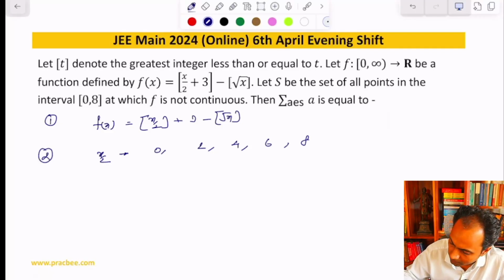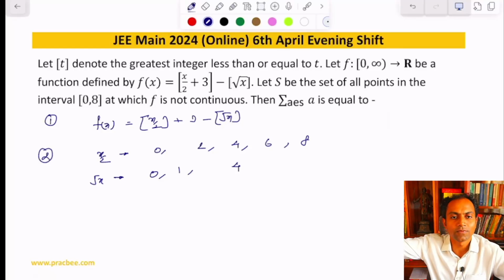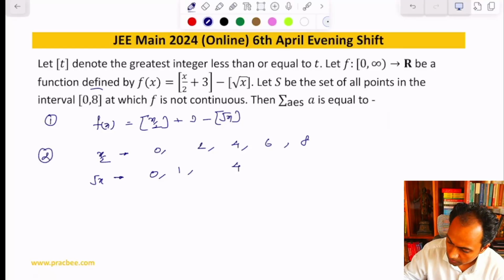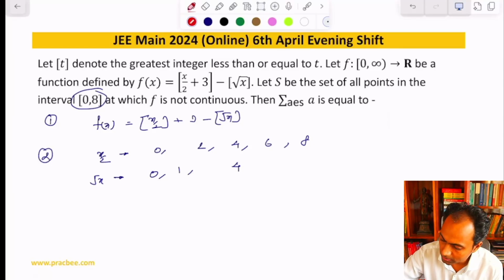Whereas the second one will become discontinuous whenever root x becomes an integer. That is going to happen at 0, then 1, then ultimately at 4, and after that 9 will come, which is not in the interval 0 to 8, if I stick to this interval. Now we can see that at some points it is a sum of a discontinuous function and a discontinuous function. We won't be able to say anything.